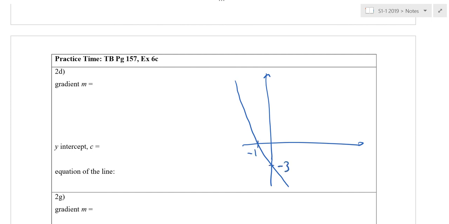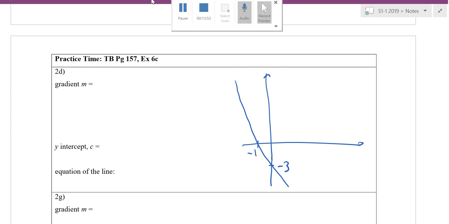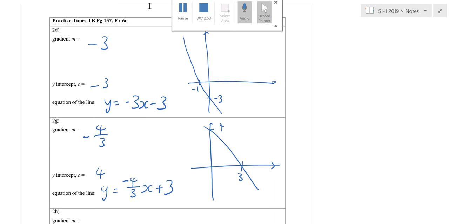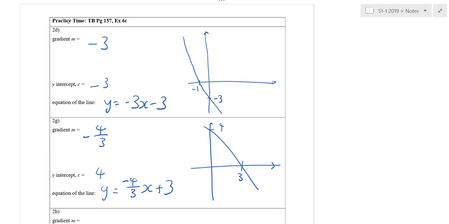Can you try D now? Yes. This is 4, this is correct, this is 3, this is wrong. It should be like that. Right? Very good. End of lesson. You have mastered y equals to mx plus c. You are now ready to go on to the next part. Okay?